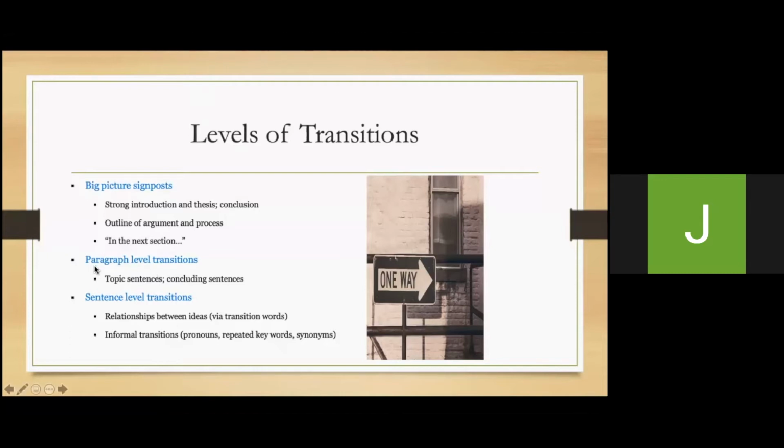Then of course, we have our paragraph level transitions, topic sentences. So you always want to make sure that your paragraph is clear with what it's about and keep it to one central idea. And then with the concluding sentences to prepare the reader for the next paragraph. And then of course we have sentence to sentence. So relationships between ideas via transition words, and informal transitions such as pronouns, repeated keywords, and synonyms.